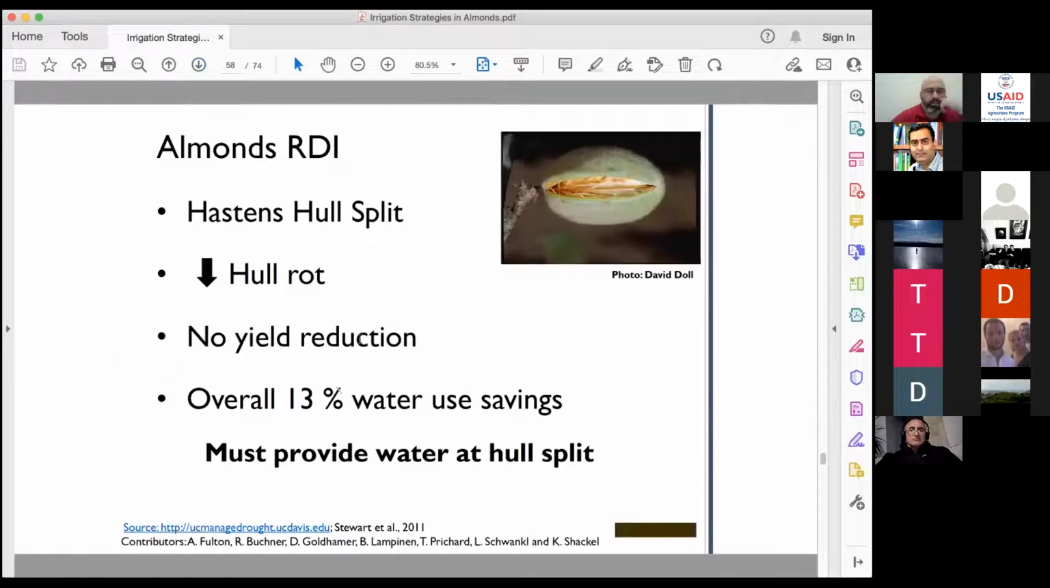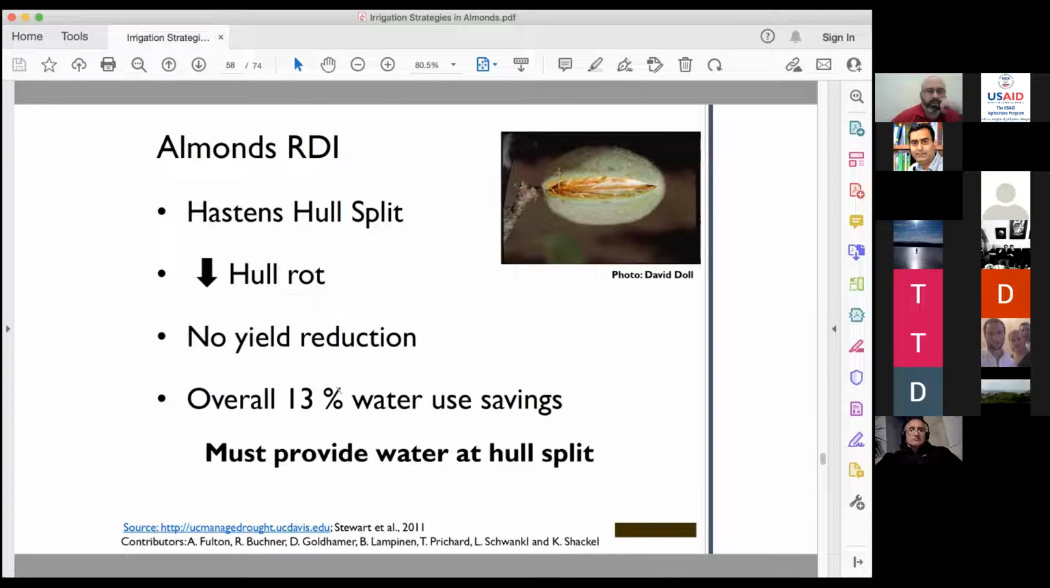Okay, so here is the scenarios when regulated deficit irrigation was applied. It actually increased the hull split speed. It hastens the hull split. So in the regulated deficit irrigation scenario, the hull split approached sooner across the canopy. So there was more uniformity in the hulls splitting. It also reduces hull rot.